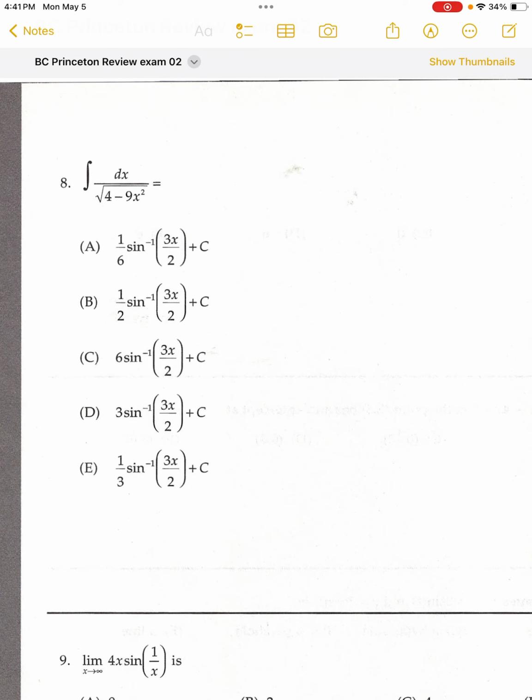Okay, so let's start with u sub. What should we u sub? We can do sine, cosine. Since all of our options are in inverse sine, I'd rather substitute a sine expression.